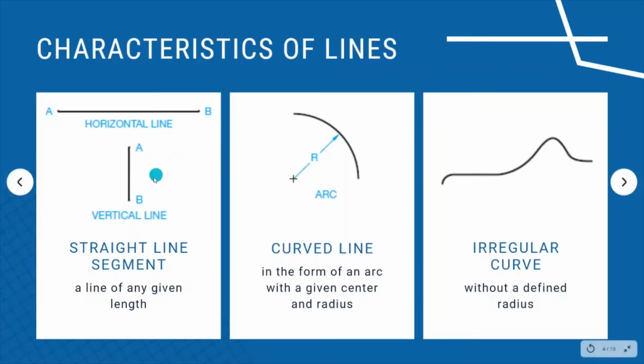So first, a line is a straight line segment. So this is a line of any given length. So murag straight na siya dapat. So this is a horizontal line and a vertical line. So this is murag from point to point lang na siya basically.